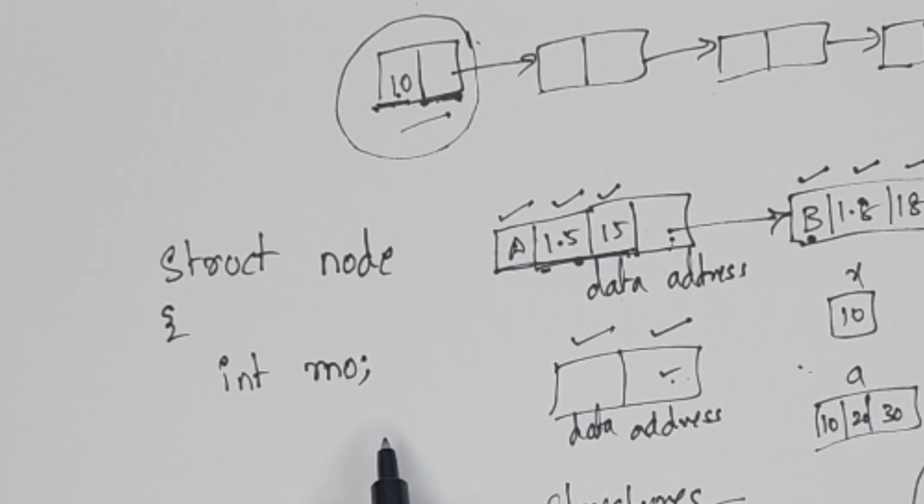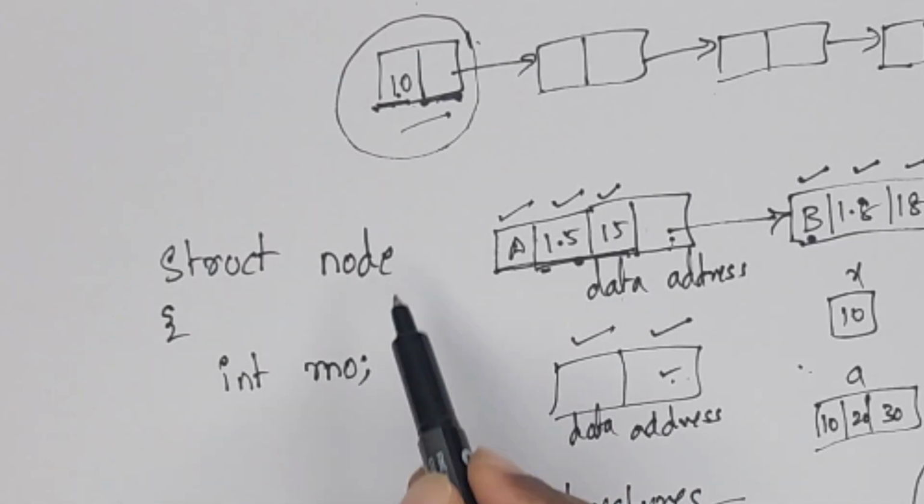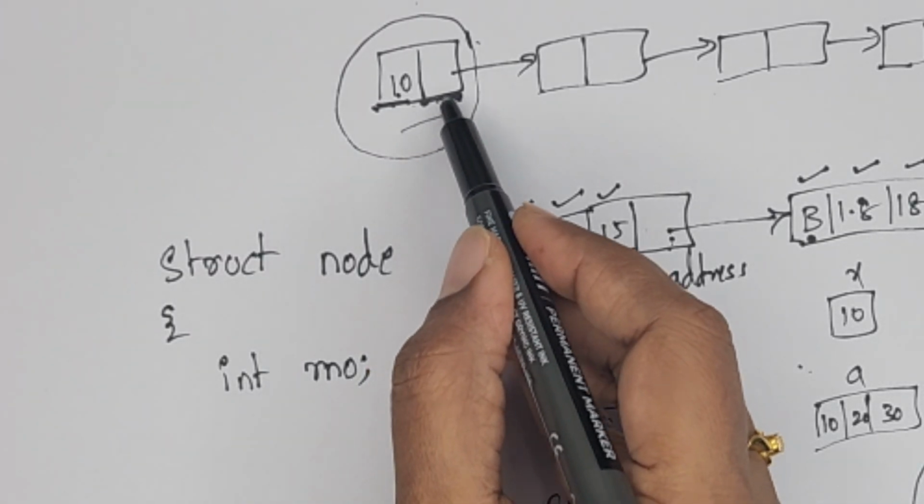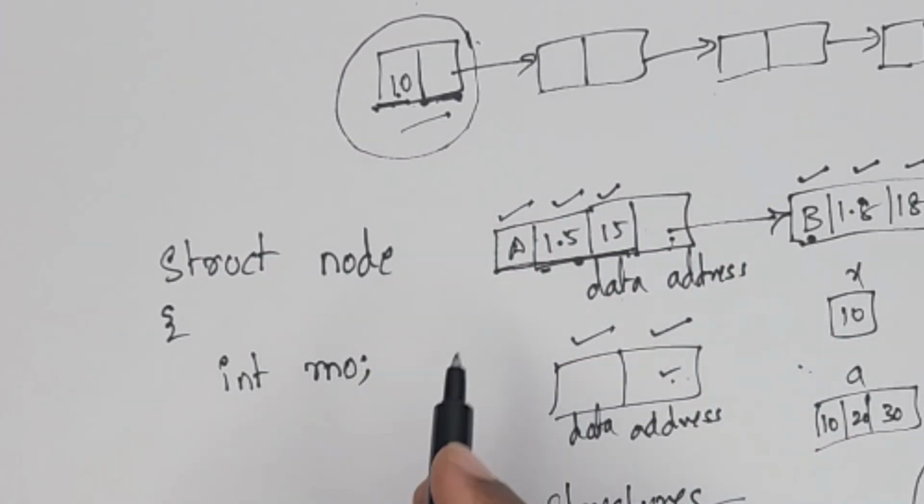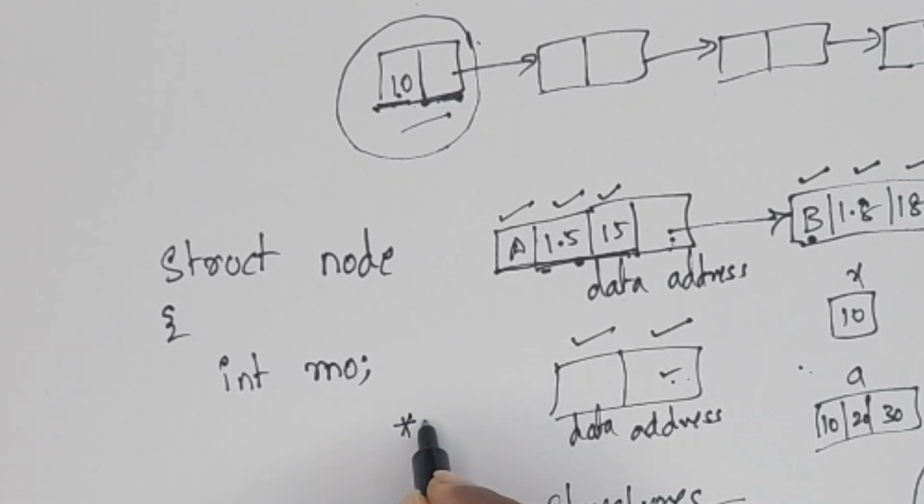The remaining details also, if you want, you can store, but it becomes very lengthy, so I'm taking a simple example. So int roll number. The next part we have to store is the address of the next node, which means we have to declare a pointer variable. The pointer variable name is next.